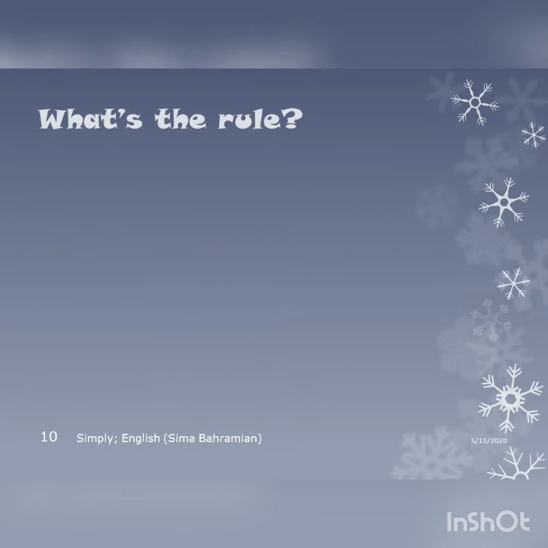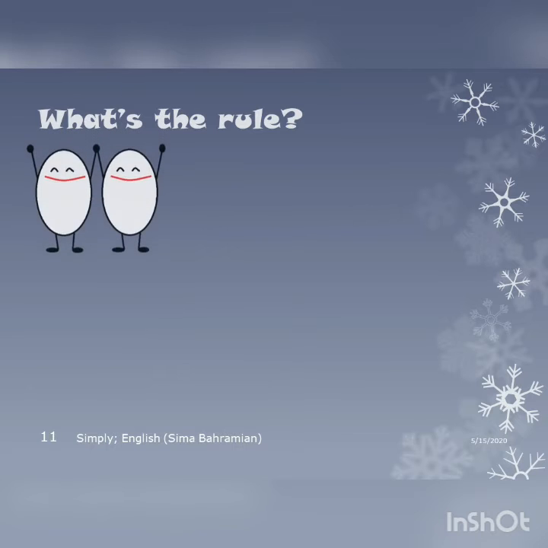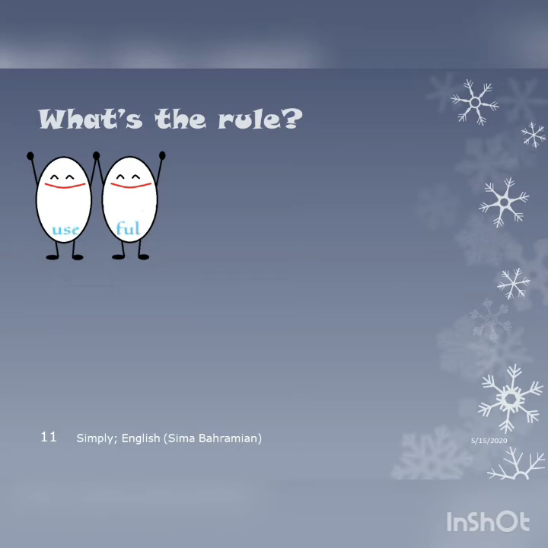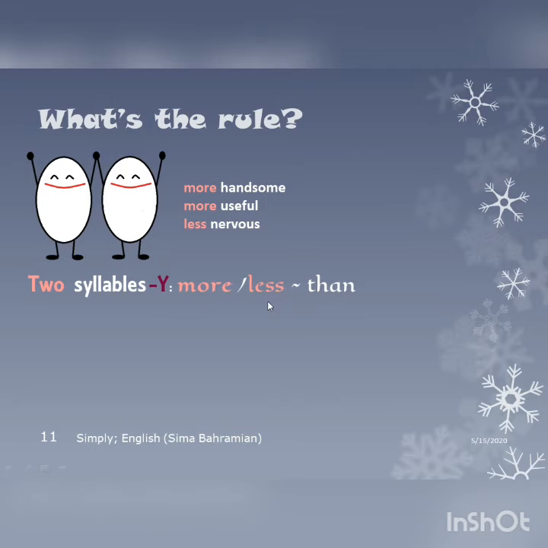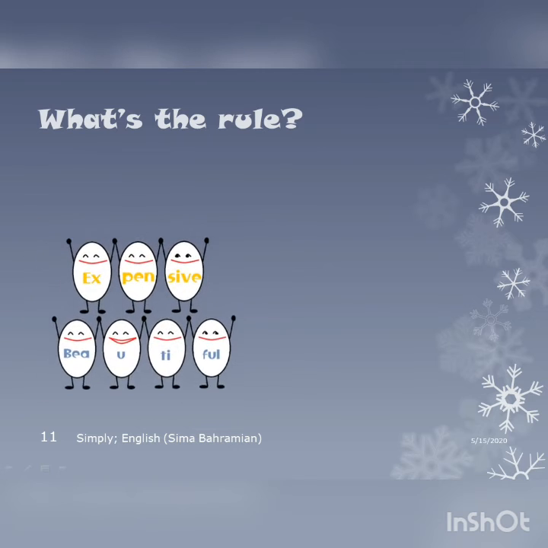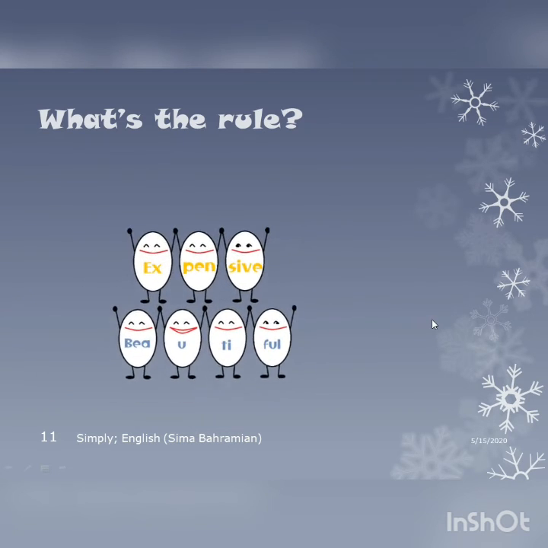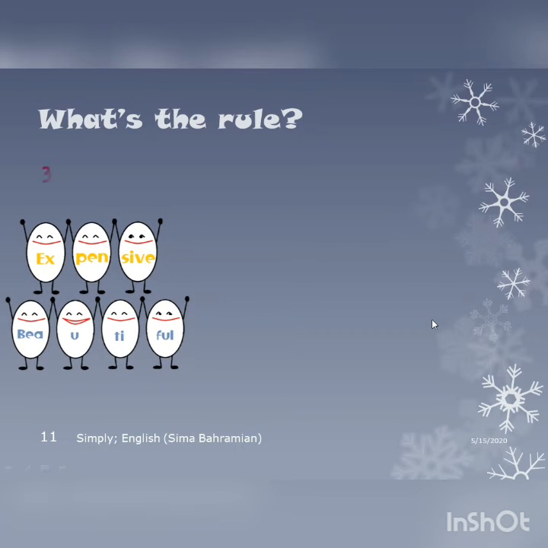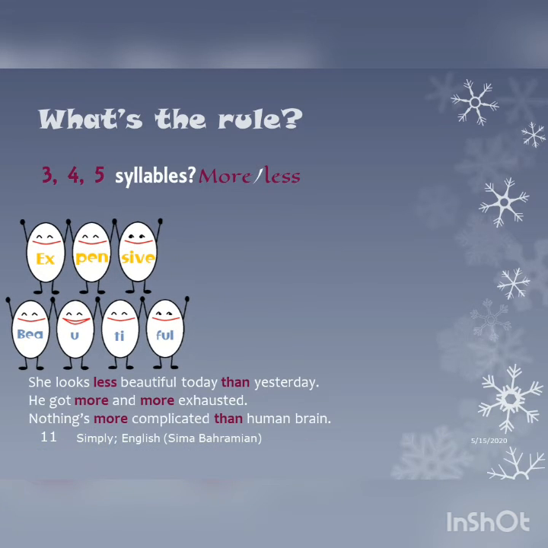Examples? Handsome, nervous, useful. In these situations, you need to go with more or less. When I talked to her, she felt less nervous than before. And then, oh, look at these happy friends of ours. As you can see, there are more than two syllables, so very easily go with more or less. She looks less beautiful than yesterday. He got more and more exhausted. Nothing's more complicated than the human brain. Okay?